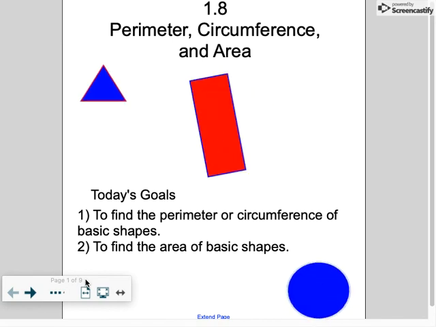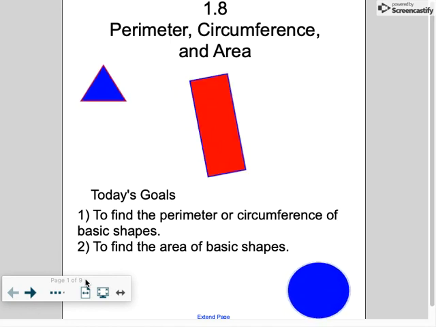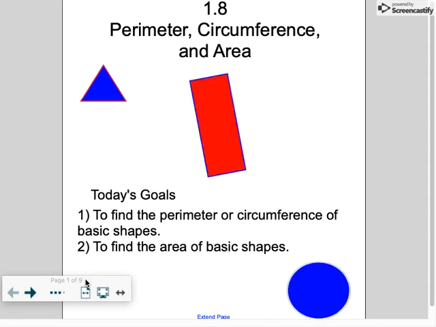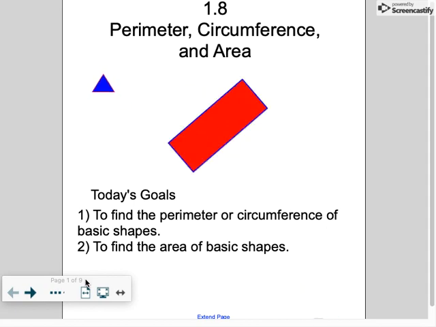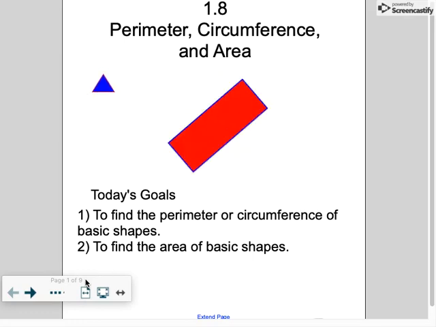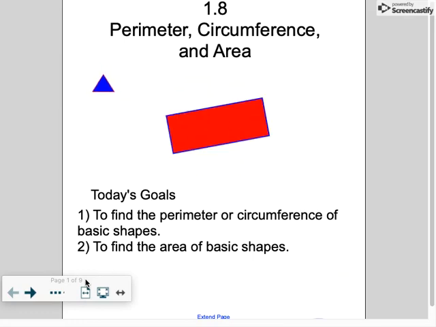So looking at 1.8, we're talking about perimeter, circumference, and area. We have two goals today. Today's goals are 1, find the perimeter or circumference of basic shapes. And then number 2 is to find the area of basic shapes. Like always, if you're running a little behind, please make sure to pause the video if you need to.